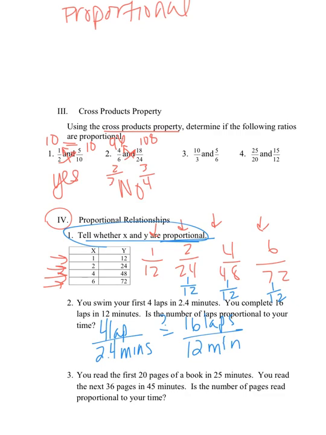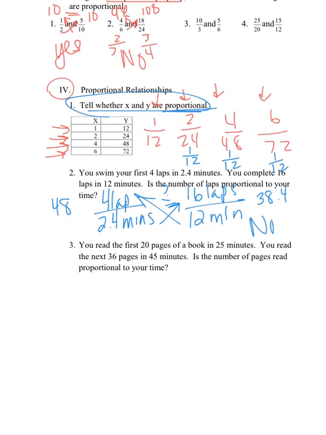So I'm going to look at it as laps to minutes over laps to minutes. Here we could either reduce, but I'm not a fan of having a decimal there, so I'm not going to reduce. I'm actually going to multiply. I'm going to use my cross products. I'm going to take 2.4 times 16 and say that is 38.4. I'm going to take 12 times 4, and that product is 48. So in this instance, no, you're not proportional. Your number of laps is not proportional to your time. One time you're swimming faster than the other time. So this one's no.